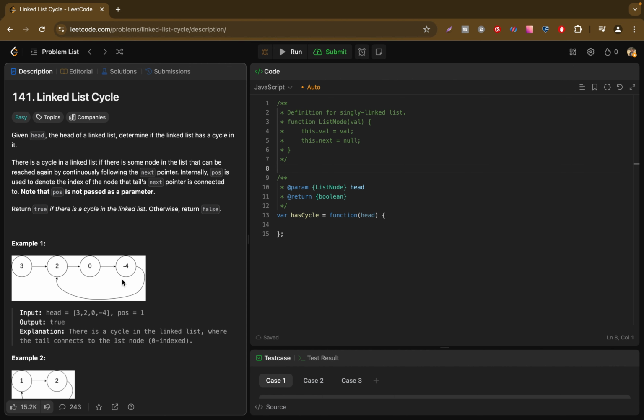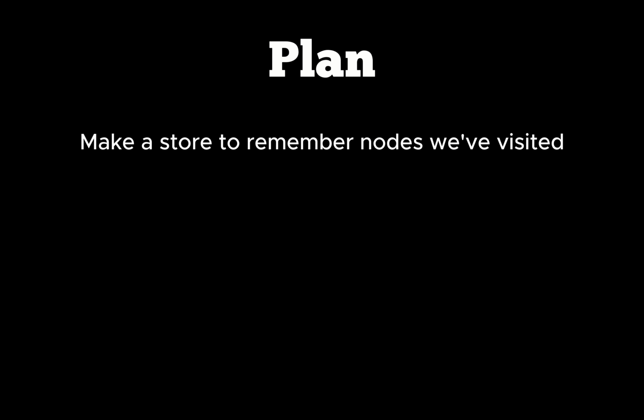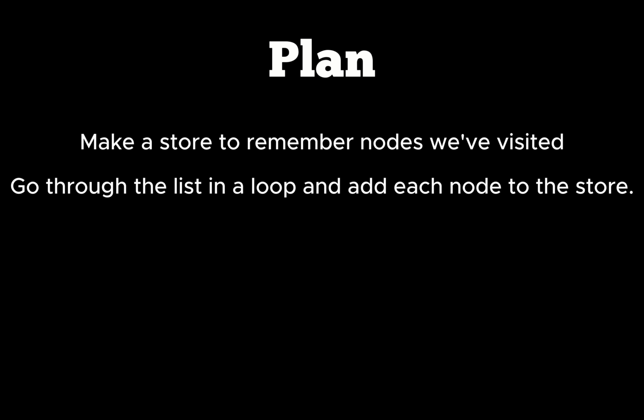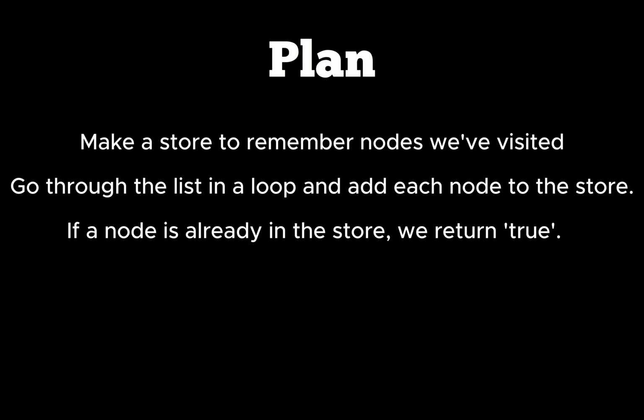Here's our plan. Make a store to remember nodes we have visited. Go through the list in a loop and add each node to the store. If a node is already in the store, we return true.